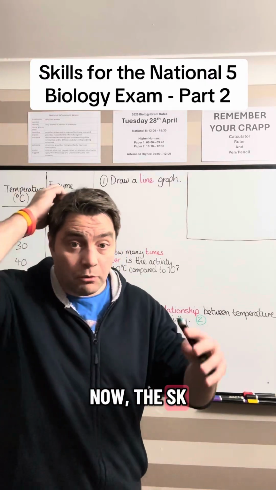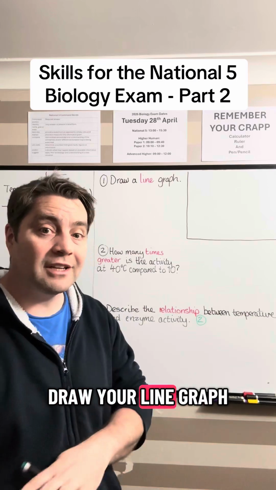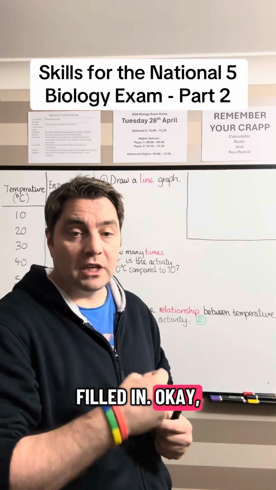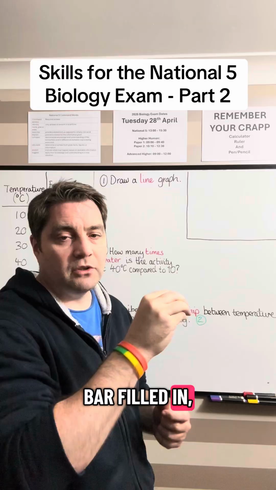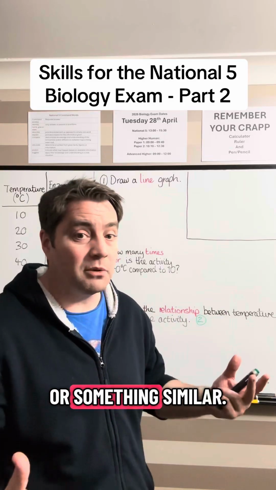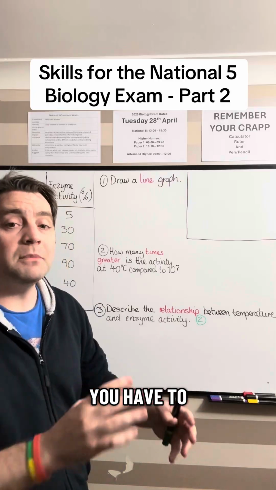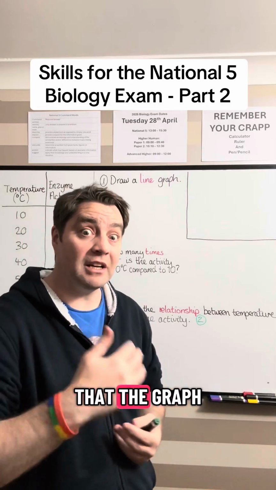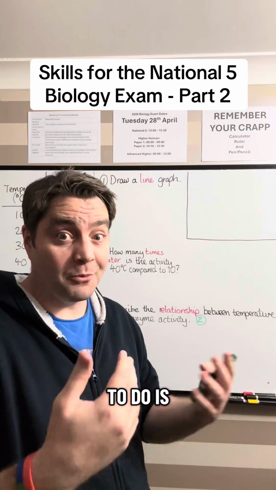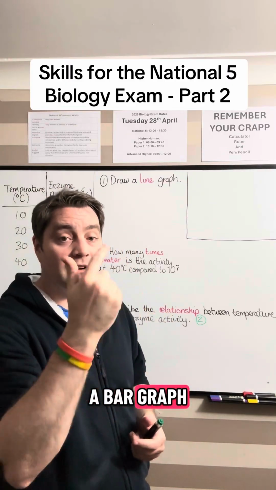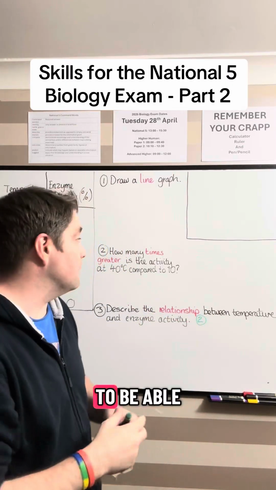Now the SQA will provide you with a grid on which to draw your line graph, and sometimes they even give you some of the grid filled in, okay? They might give you a bar filled in, or they might give you an axis filled in, or something similar, okay? Now because we've been asked to do a line graph, you have to make sure when you're reading the question in the exam that the graph you're actually asked to do is the one that you produce, okay? Because you can be asked to do a pie chart, a bar graph, or a line graph, so you need to be able to choose the right one.